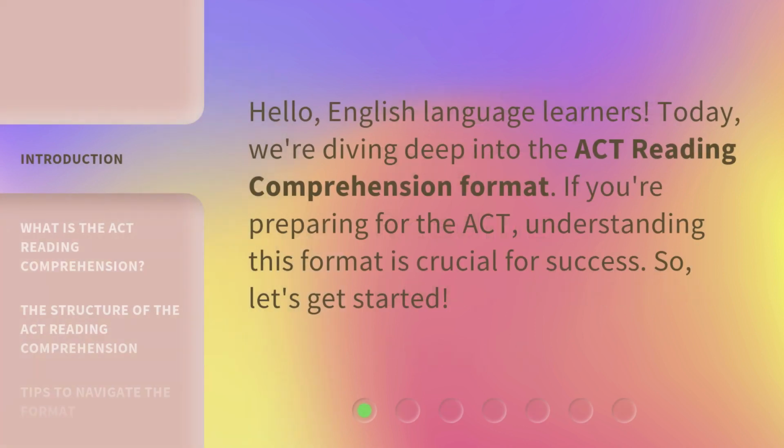Hello, English language learners. Today, we're diving deep into the ACT Reading Comprehension format. If you're preparing for the ACT, understanding this format is crucial for success. So, let's get started.